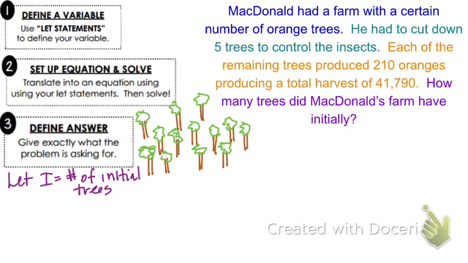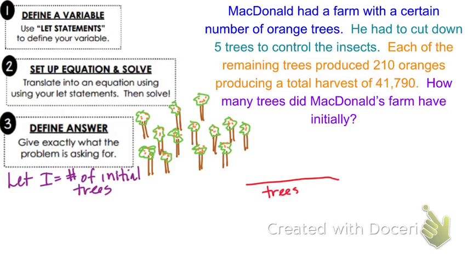So I made this marvelous drawing here of an orchard of the McDonald farm, and these are their trees, and these are orange trees. Okay, so they're each producing oranges, and it says that they each produce 210 oranges, each of these trees, and they're telling us the total harvest. So if we think about what's going on, we have the trees.